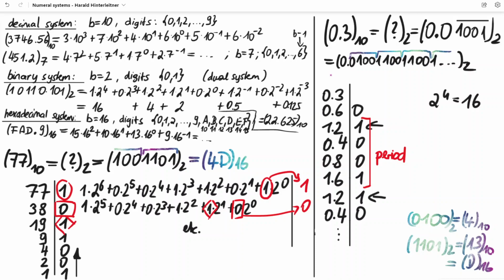So let's write this as 0 point. The first one is 0100. We also had it here. This is 4. And then 1100. First in the decimal system, which is 4 plus 8 is 12. 12 stands for C. And the C is repeated infinitely often. Don't forget to indicate the period with this overline.